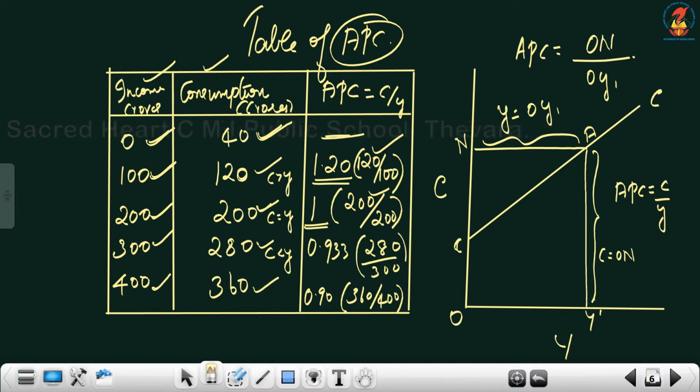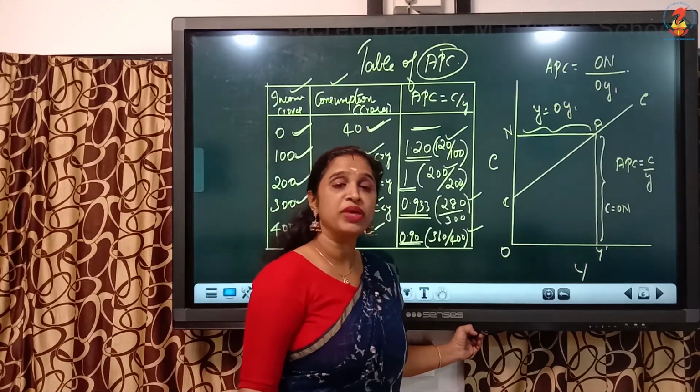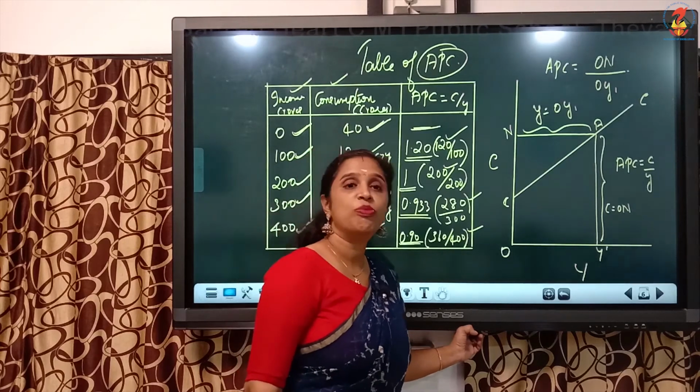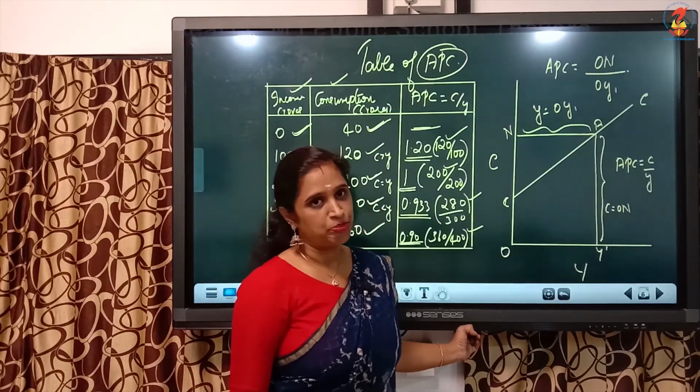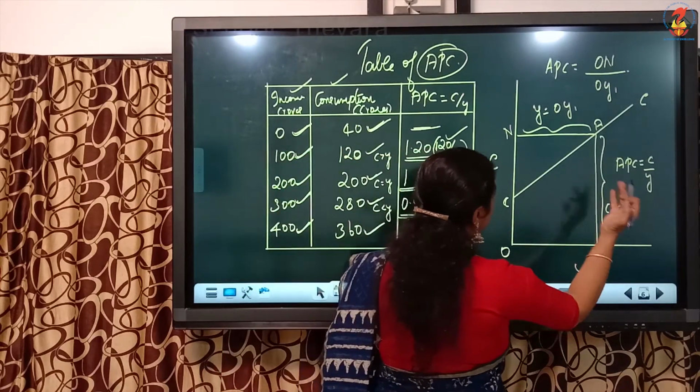Next value, C is 280 and income is 300. So, 280 divided by 300 will give you the value as 0.933. Now, the next value, 360 is the consumption value, 400 is the value of income. C by Y, 360 by 400 will give you 0.90. Now, throughout you can find the difference in the values which starts from infinity and ends with 0.90 as per the example. So, keep this table in mind. And with this we are going to explain the diagram.